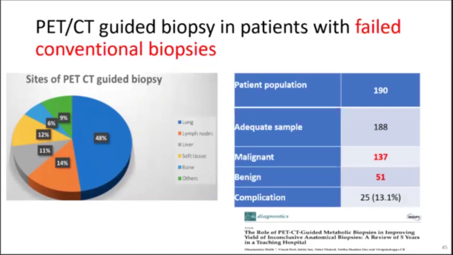This shows that PET biopsy can not only be used just in intrathoracic and prostatic lesions, but also in lung, lymph node, liver, and bone malignancies with almost a similar diagnostic accuracy and fewer complications.